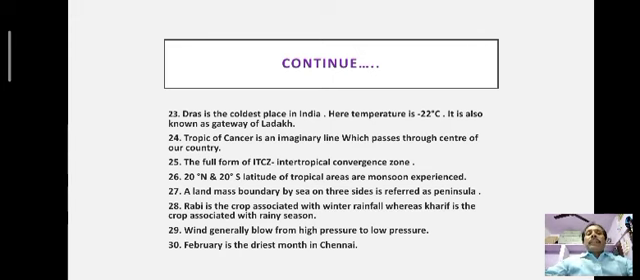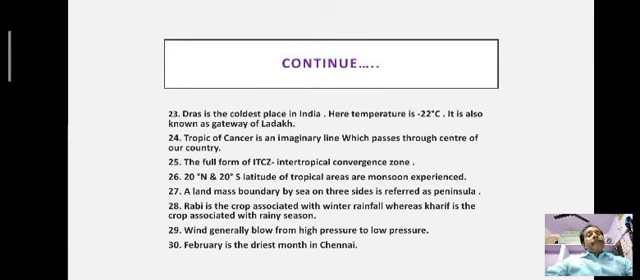There are two kinds of most important crops. One is known as Rabi and the other is known as Kharif. Rabi is the crop associated with winter rainfall, whereas Kharif is the crop associated with the rainy season. In the Rabi crops, the most important crop is wheat, and in case of Kharif, the most important crop is paddy.